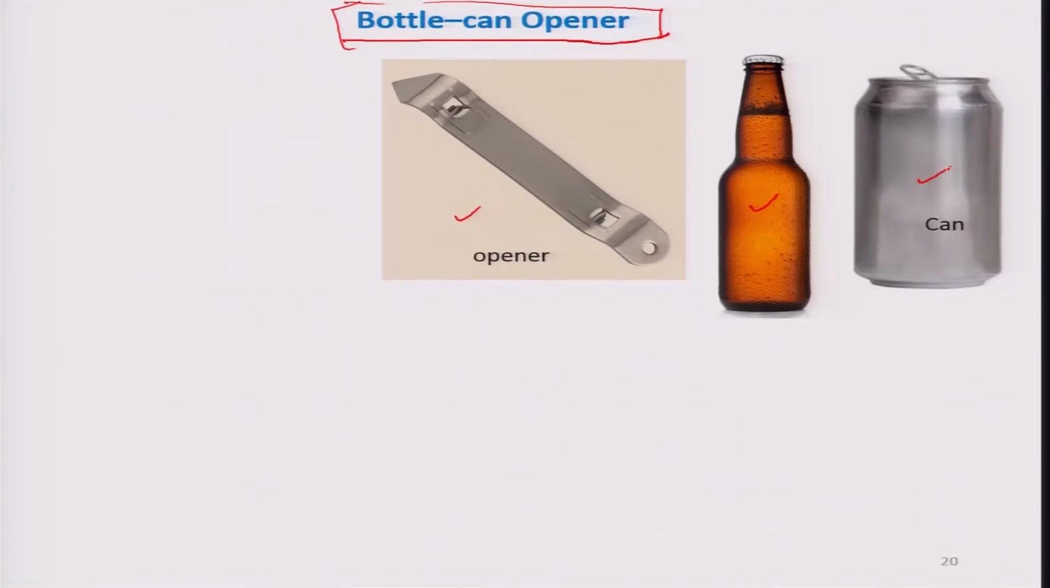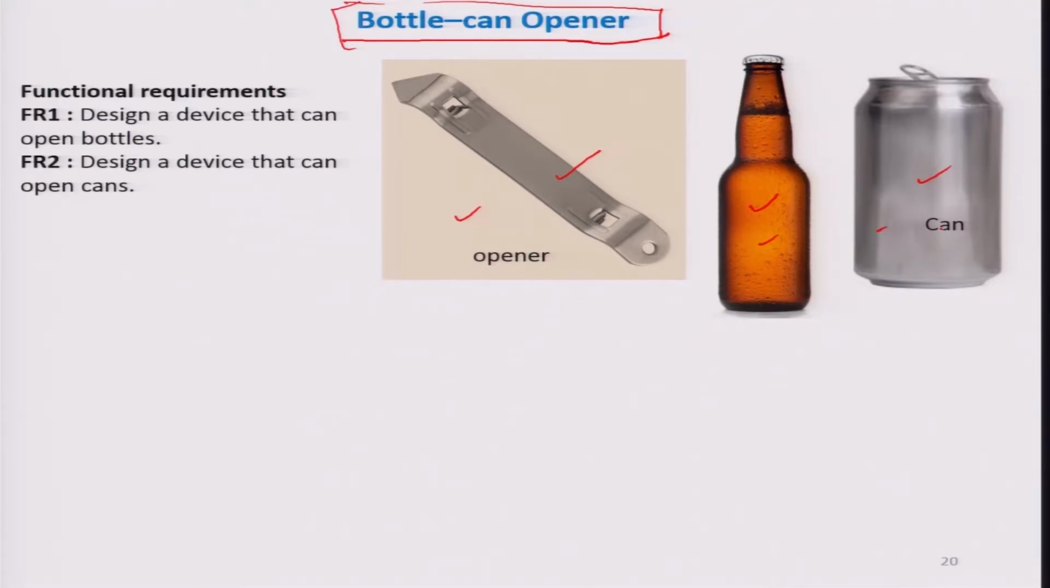So it has more than one functionality. It is able to open both of these. So what are the functional requirements for this problem? Design a device that can open bottles, and design a device that can open cans. So you are making one device which is capable of opening either a beverage bottle or a can.